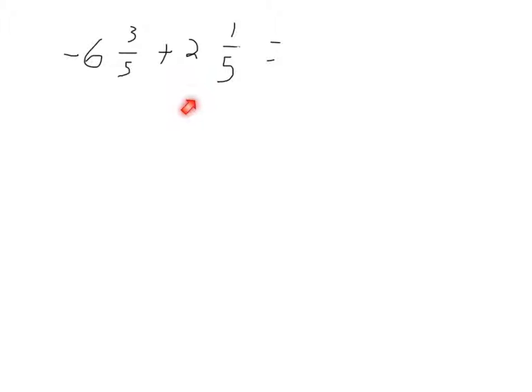Well, first thing I noticed, this is a positive 2 1/5, and this is a negative 6 3/5. And so we want to subtract the fractions, and the sign of the answer is going to be negative since this one has a larger absolute value. I'm going to rewrite the problem in the stack form. So I'm going to write 6 3/5 and then minus 2 1/5.